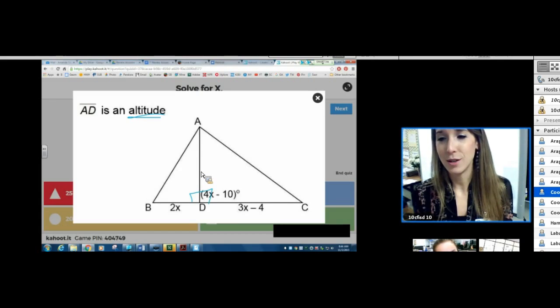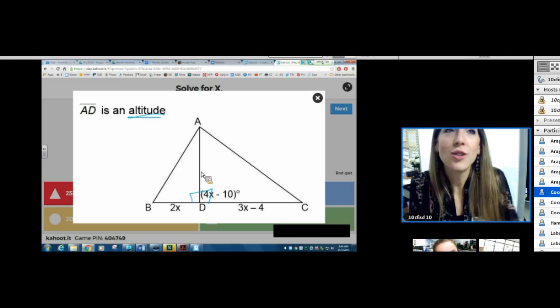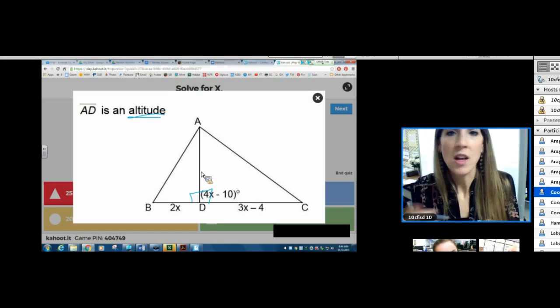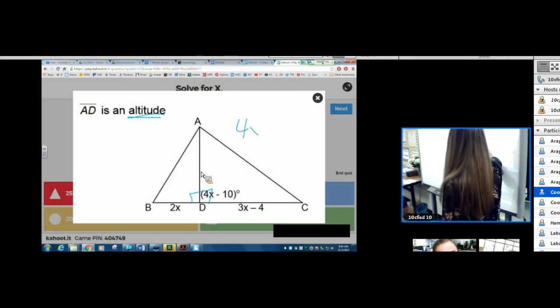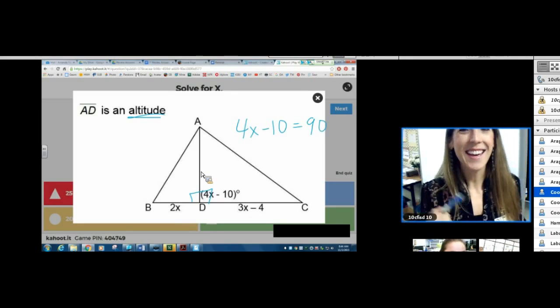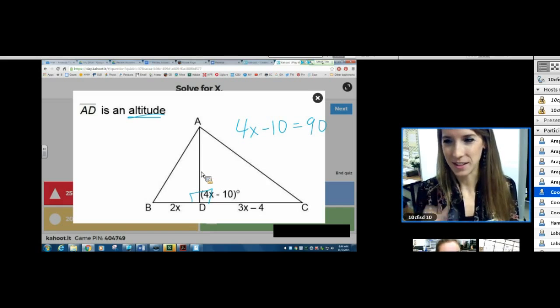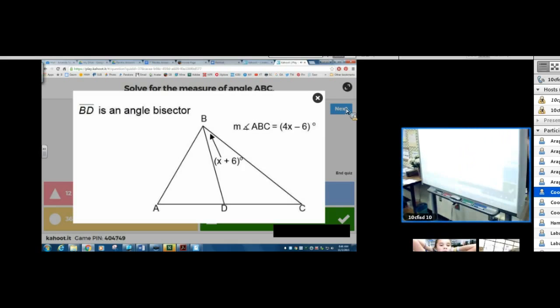What do you think some students do that get this wrong? They set 2x equal to 3x minus 4. They assume that D is a midpoint, where there's no information given to us that that was a midpoint. So all you do on this problem is set the angle that is 90 equal to 90, since that's what it equals. So add 10 and divide by 4 to get 25. Only 11 of us got this one right, guys.